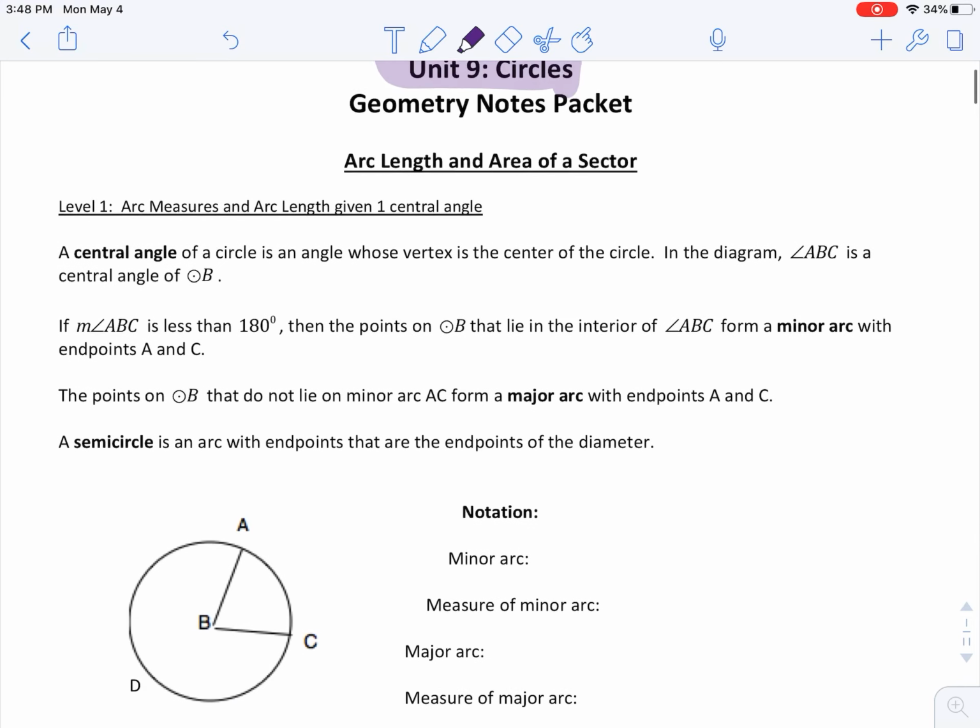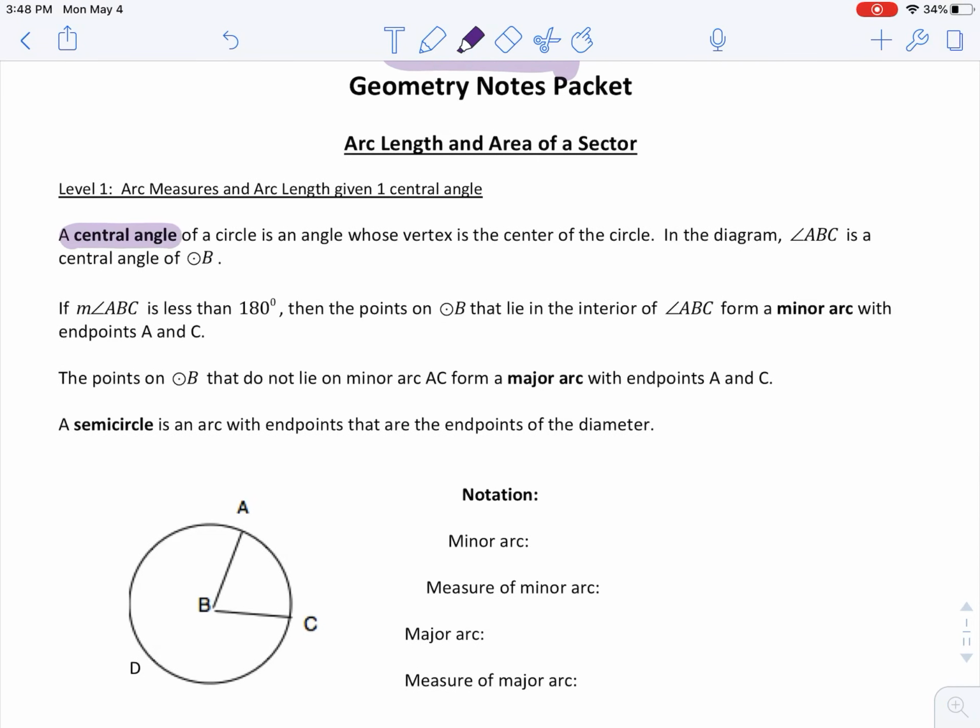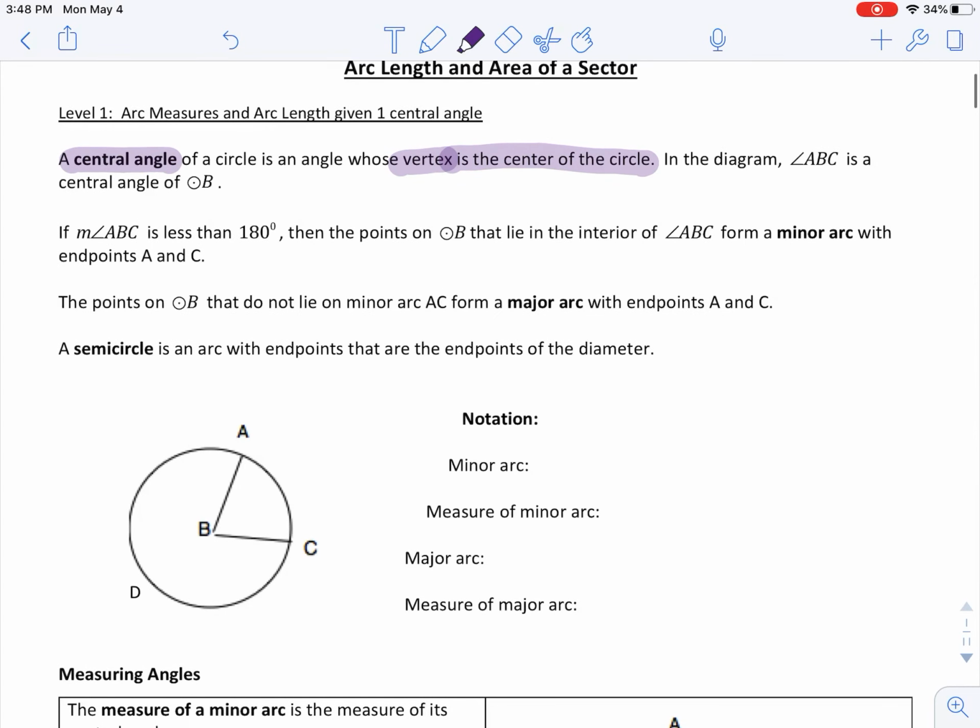So the first thing we're going to talk about is what is a central angle of a circle. A central angle is an angle whose vertex, remember vertex, that's just the corner of your angle, is the center of the circle. So in this picture, angle ABC is a central angle, because this point B right here is the center of our circle. As long as that vertex is at the center, that is considered a central angle, okay?